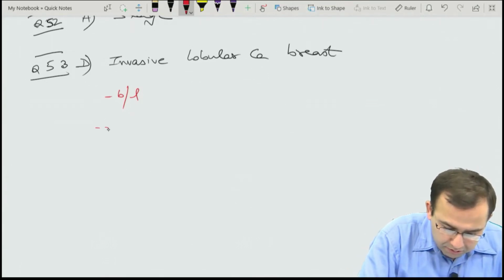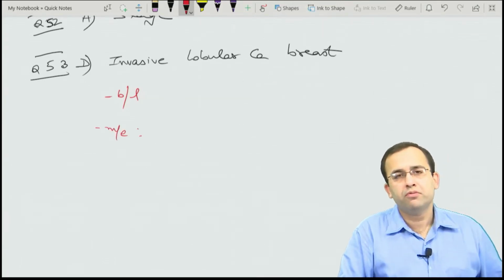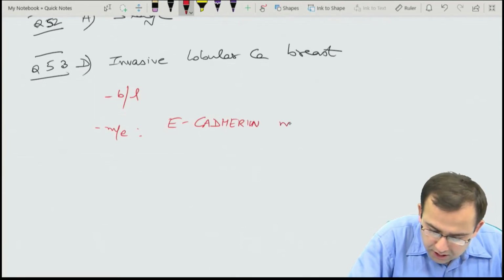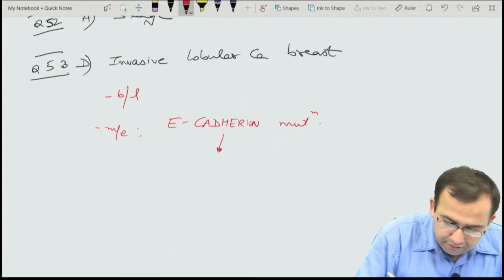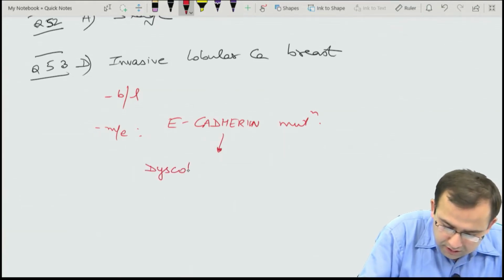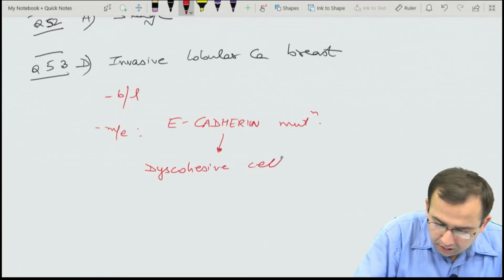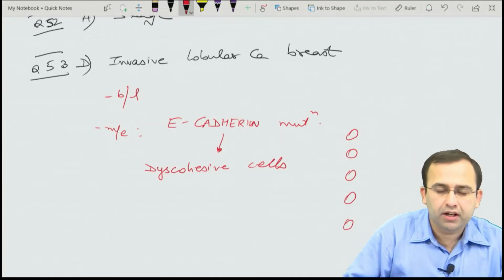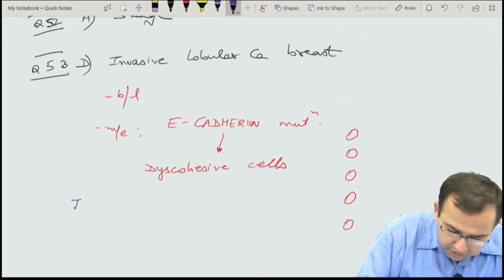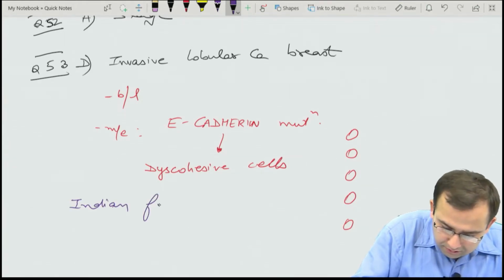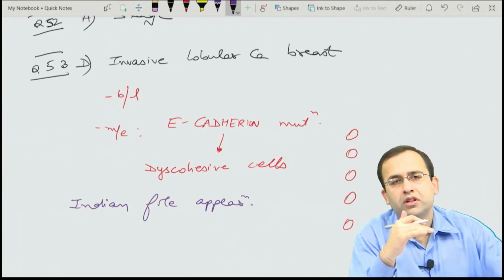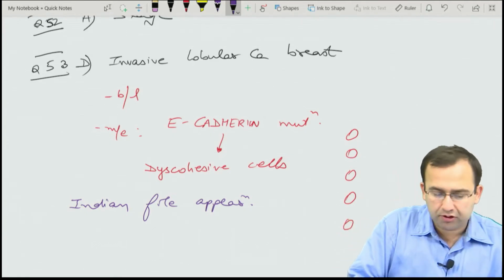Next, microscopically, they are associated with E-cadherin mutation, which gives the presence of discohesive cells. That is, the cells are present singly scattered, and this appearance is called the Indian file appearance. So this was the question, that they are present singly scattered. I'll show you what they look like microscopically.